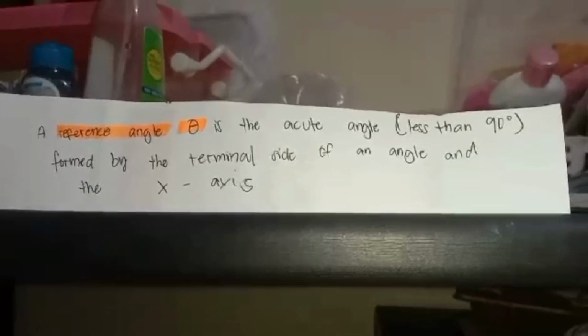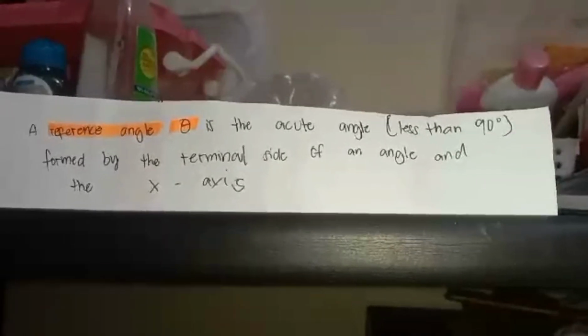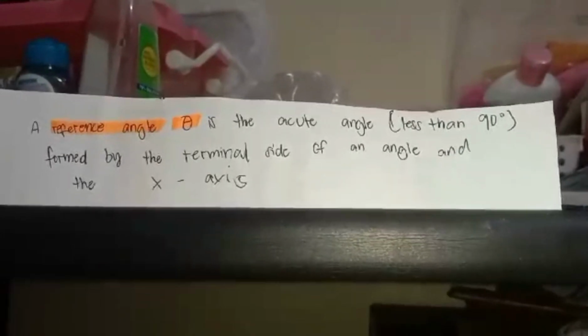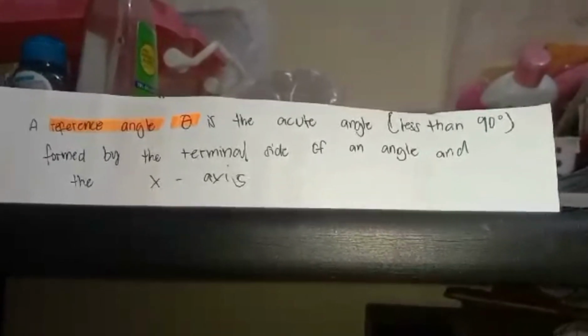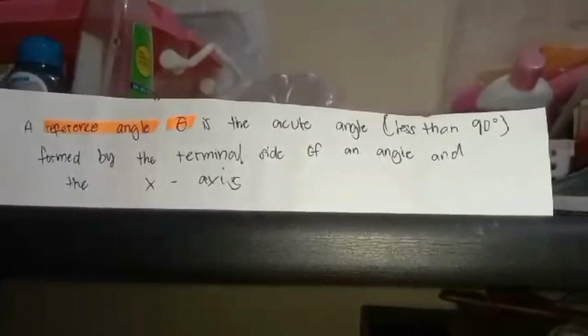Good day, everyone. Today we're diving into a key concept in trigonometry, the reference angle. The reference angle is the acute angle, less than 90 degrees, formed by the terminal side of an angle and the x-axis. Now, let me explain the parts of an angle.